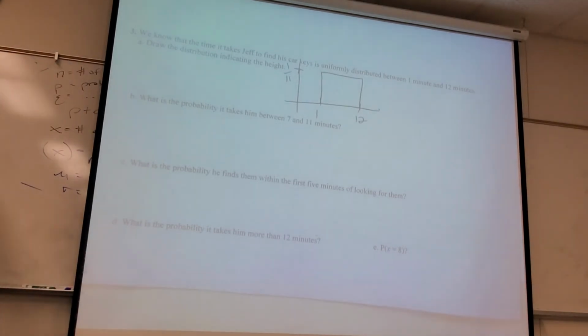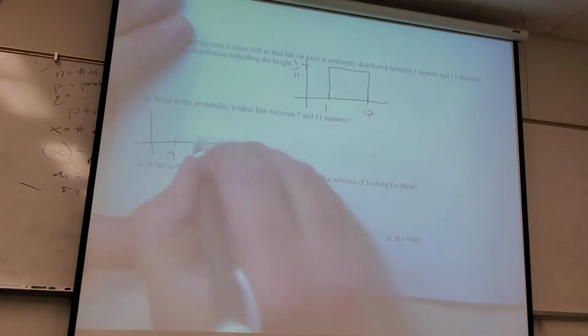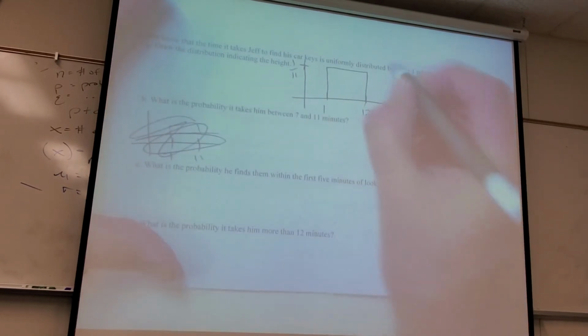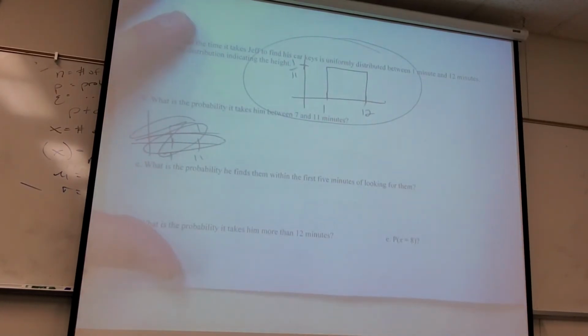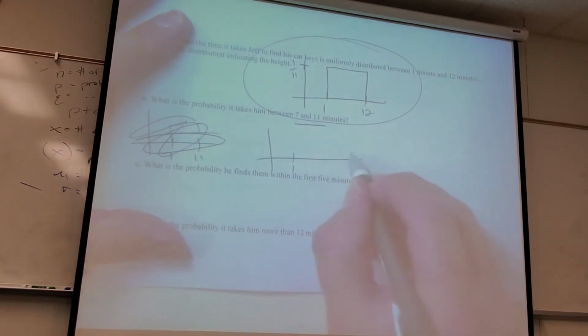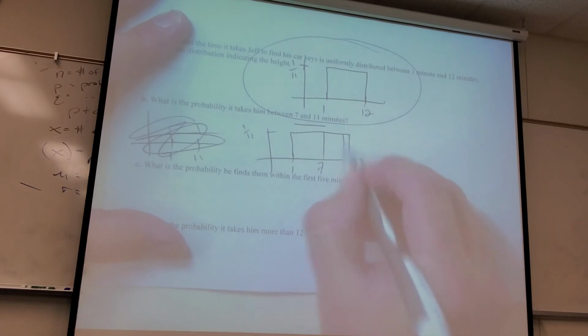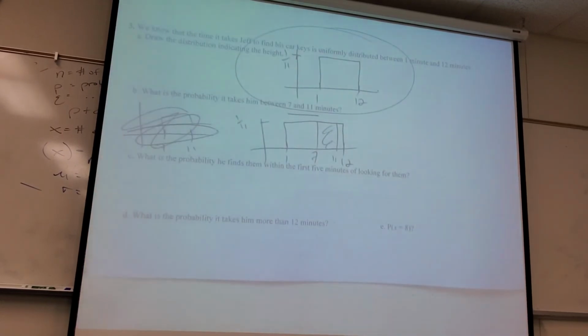The mistake people make is when I say 7 to 11, they'll draw a new one from 7 to 11 and change the height. No, this is the problem. That is the reality we live in. So for 7 to 11, you've got to draw it inside of this thing. Here's 7, here's 11, and then you figure out the area of what you just drew. Some of you don't believe that it's that simple.